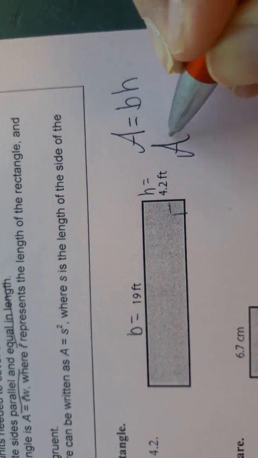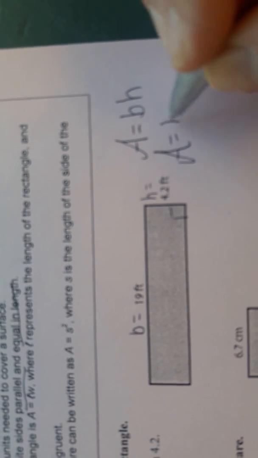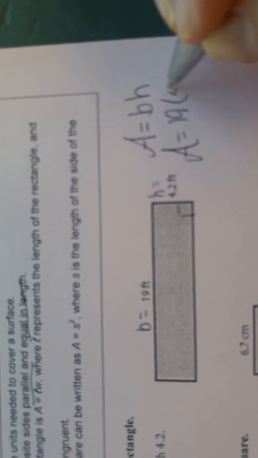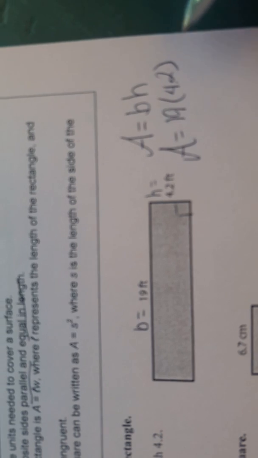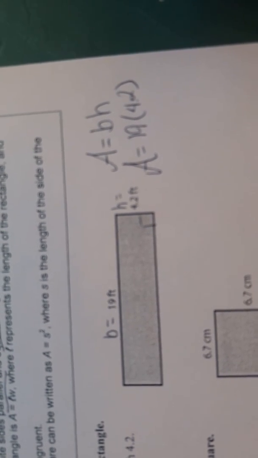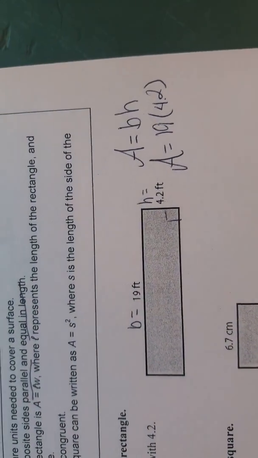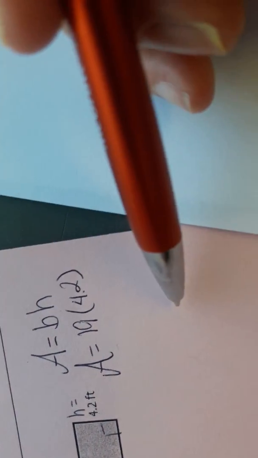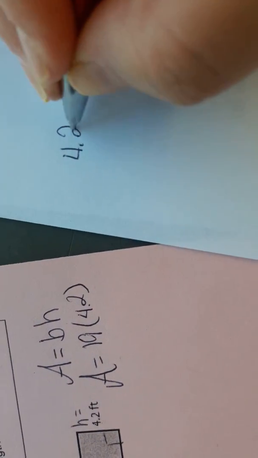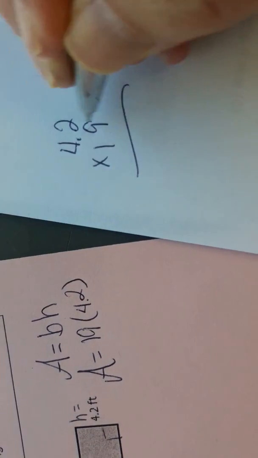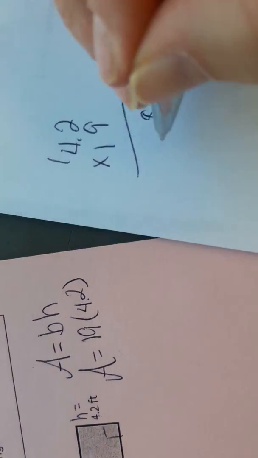So now we're going to rewrite our formula using those 2 numbers. And I'm using parentheses to show multiplication. So now I'm going to go off to the side here and do my multiplication somewhere else. I want to keep my process organized. I want to keep my formula organized, so I'm going to keep it separate from my actual calculations. So we have 4.2 times 19. That's 18, 36, 37.